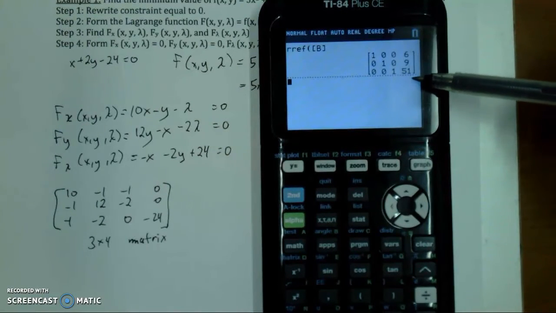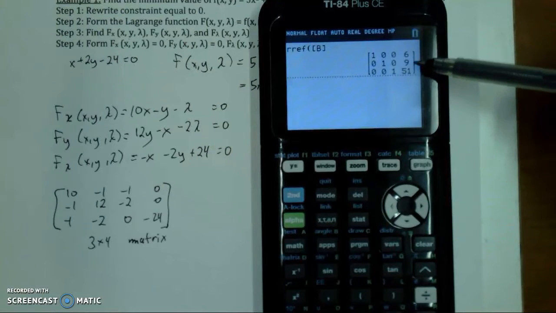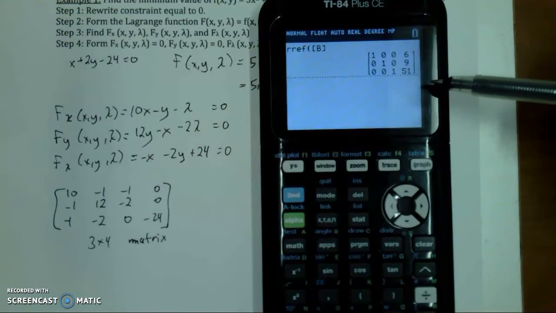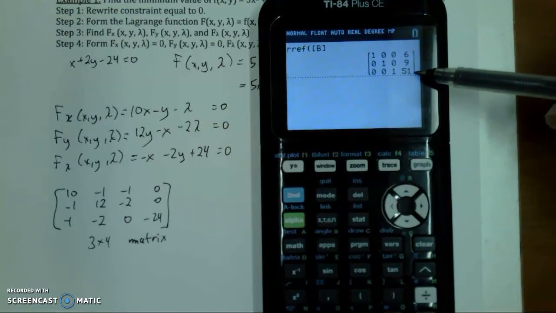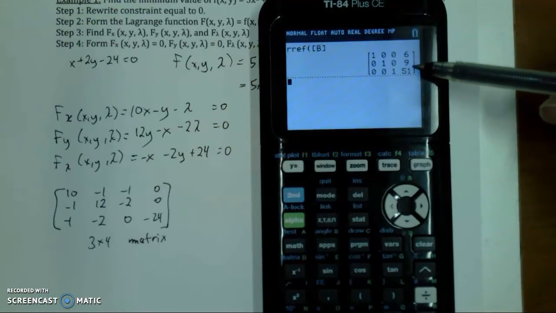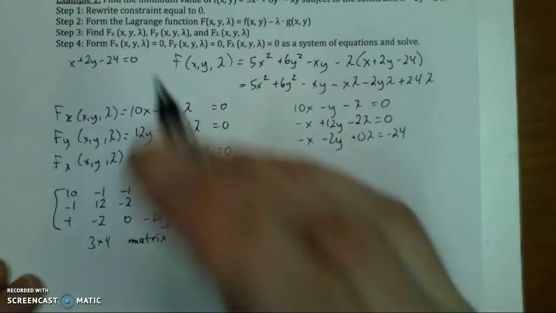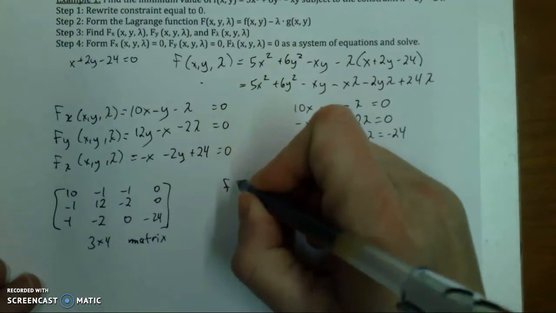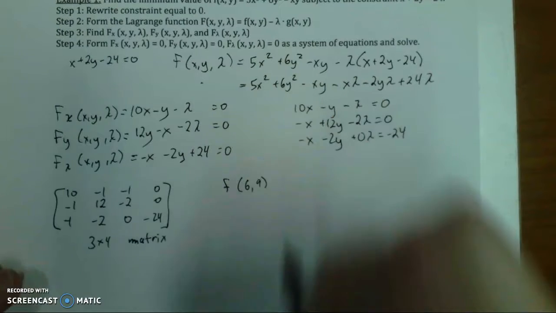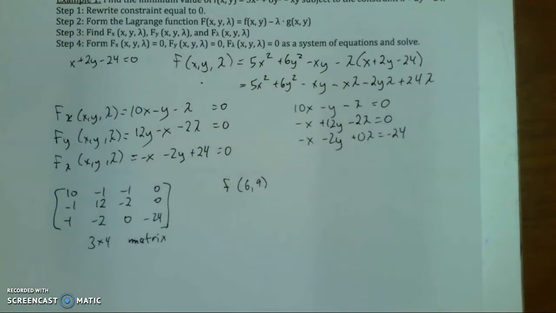Now, just like before, this last column, this rightmost column, those are my actual values. Now here, we don't actually care about that lambda value. I'm going to ignore that. It's really just the x and y values that I need. So I'm going to express this as f of 6, 9, those two values I just got.